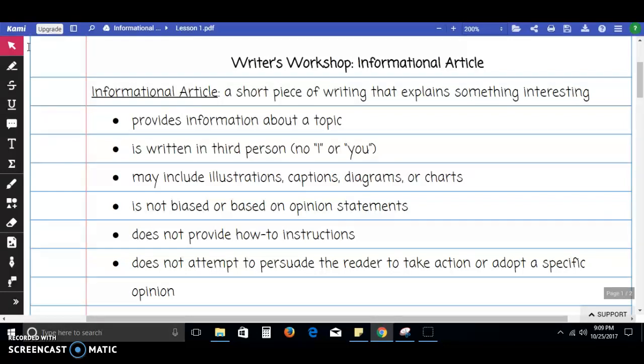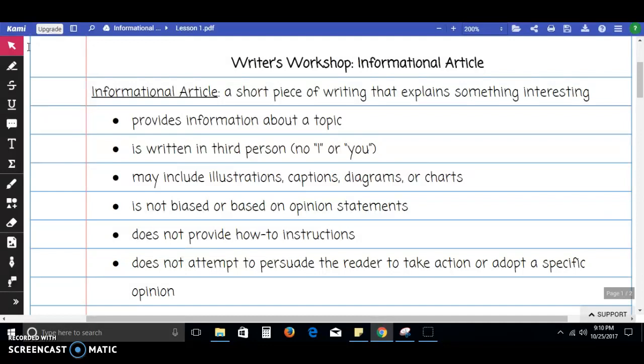When you write an informational article, you want to make sure that you're not writing in the third person or the first person. You are not using words like I or words like you. Informational articles can include pictures, captions, diagrams, and charts, although they don't have to. Informational articles are just presenting information. They're not biased, and they're not based on your opinions.